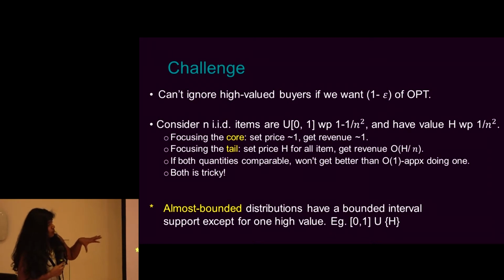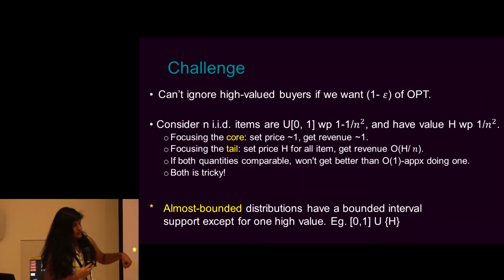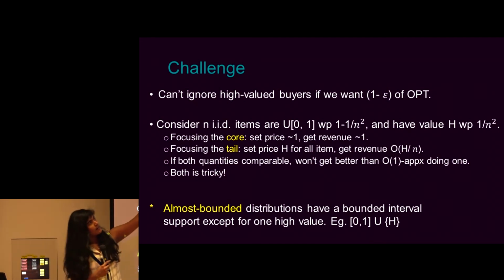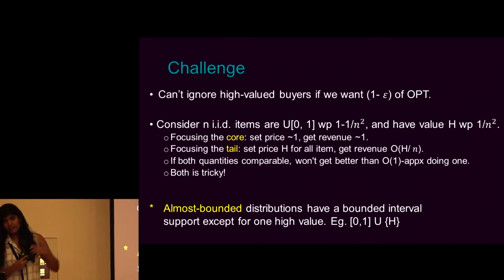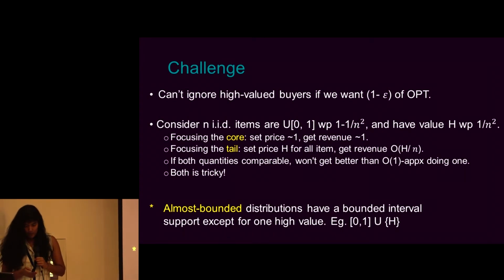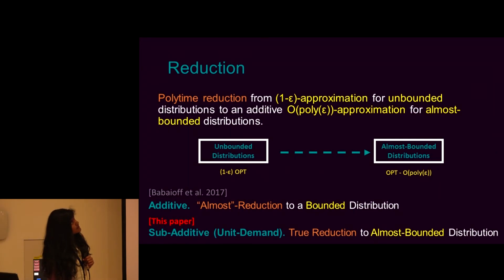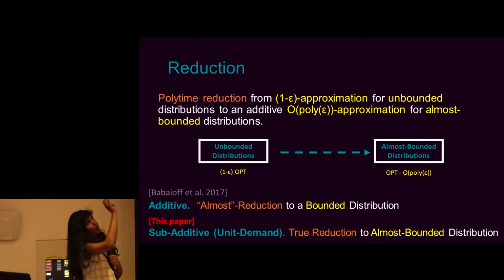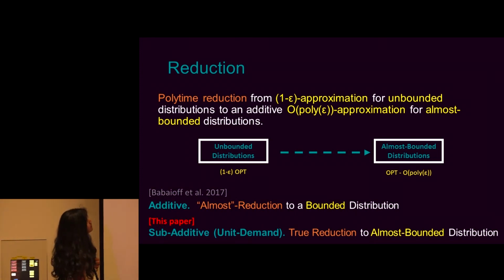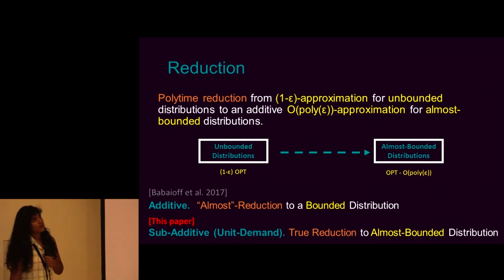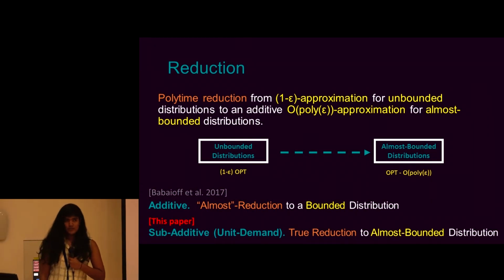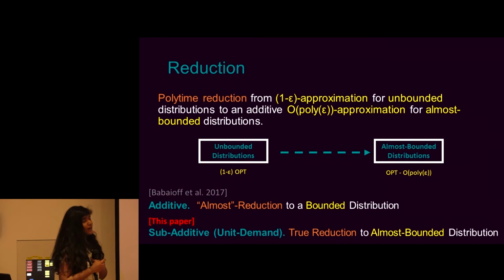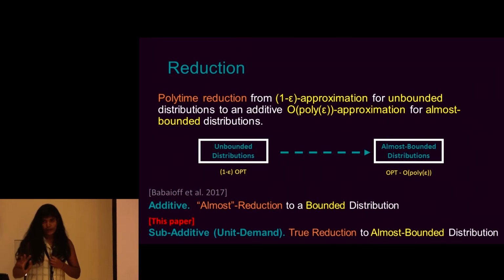So we focus on almost bounded distributions. By that I mean that they have a bounded interval support except for one high value, which is exactly the example that I gave. Because of this, we show that we can get a polytime reduction from getting 1 minus epsilon approximations for unbounded distributions to an additive epsilon approximation for almost bounded distributions. This is one of our key steps. It's kind of involved to prove, so I won't get into the proof.